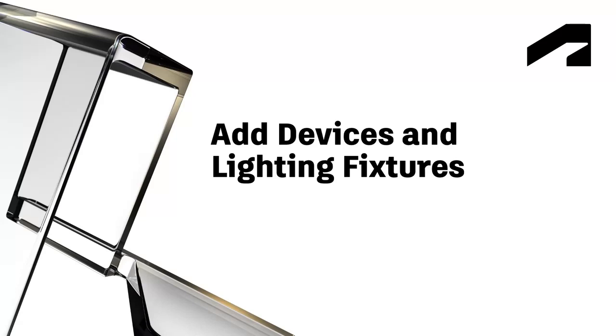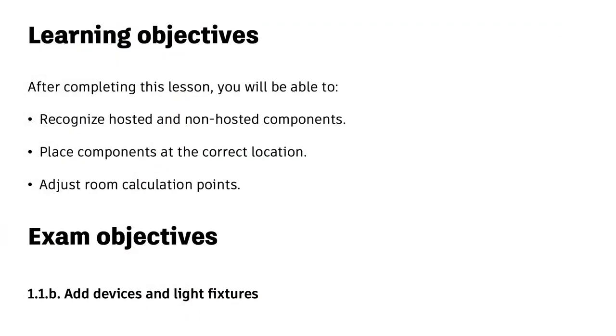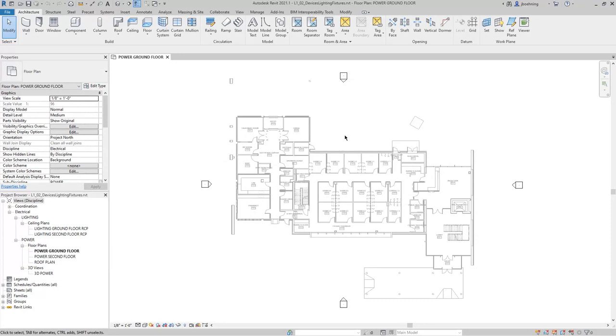In this lesson, we will cover recognizing hosted and non-hosted components, placing components at the correct location, and adjusting room calculation points. In this model, there's currently not any lighting fixtures or electrical devices placed. We will place a few lighting fixtures and then we'll place a few receptacles.